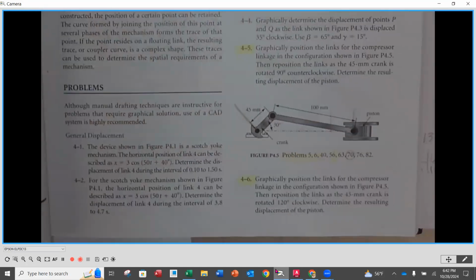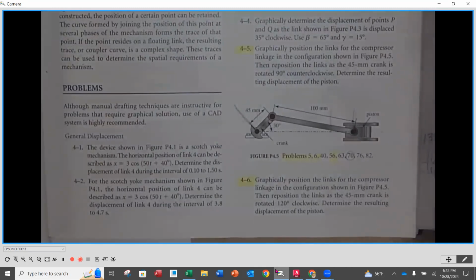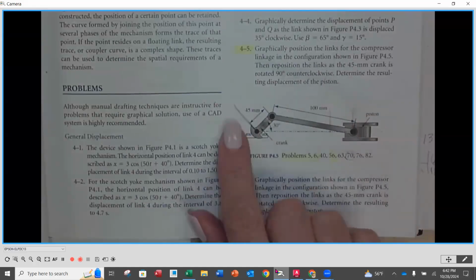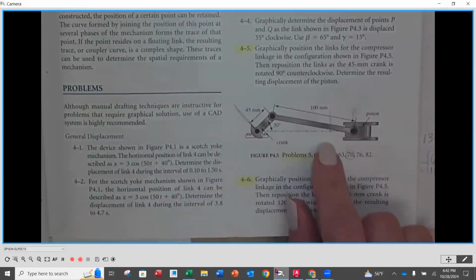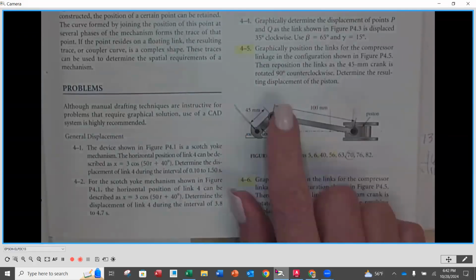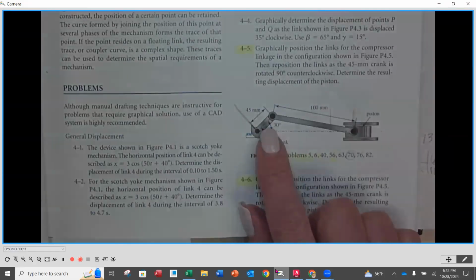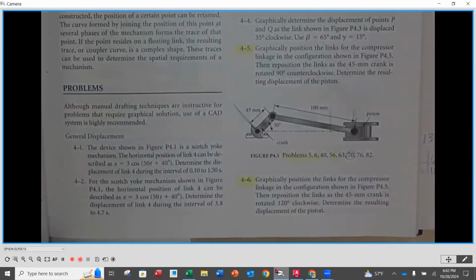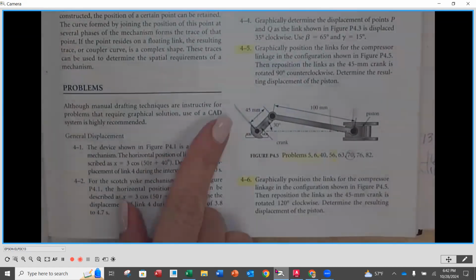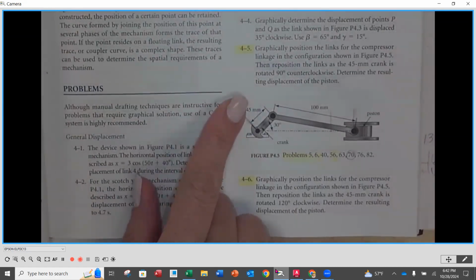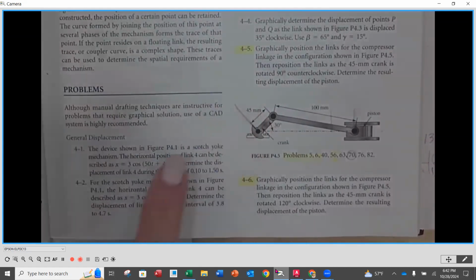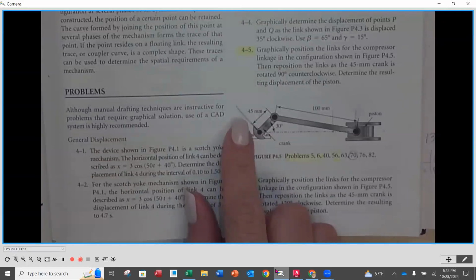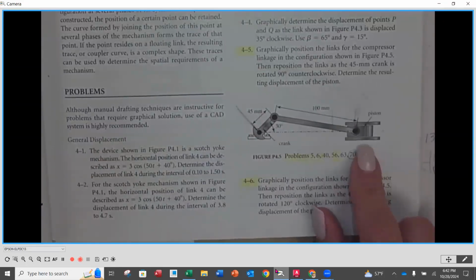Okay, so the first 2 that we have, this is on page 101, second column, 4.5. You're going to graphically position the links of the compressor exactly the way you see them in this illustration right here. And then you're going to reposition the links so that the 45mm crank is rotated 90 degrees from where it's at, not to a 90-degree position. So do not put it going straight up. You're going to go 90 degrees from where it's at right now. So it'll be technically 120 degrees from where it's at. Okay. Counterclockwise. And then determine the resulting displacement of the piston.